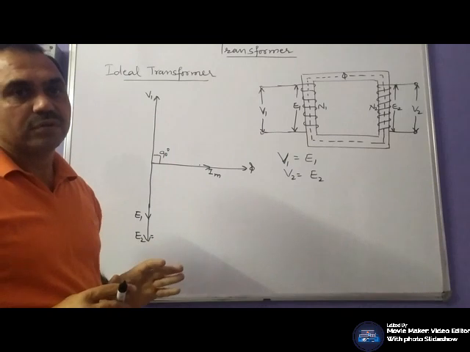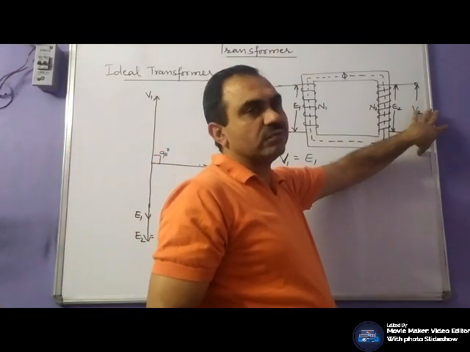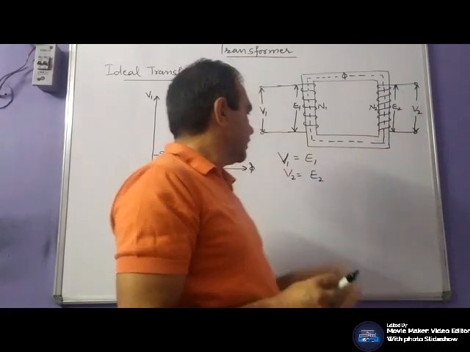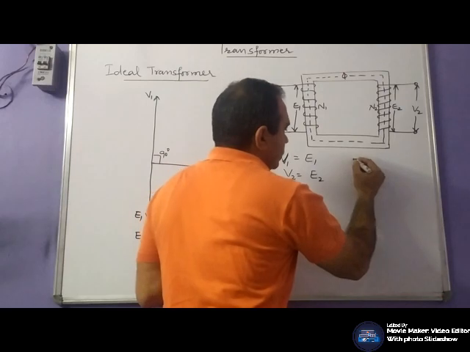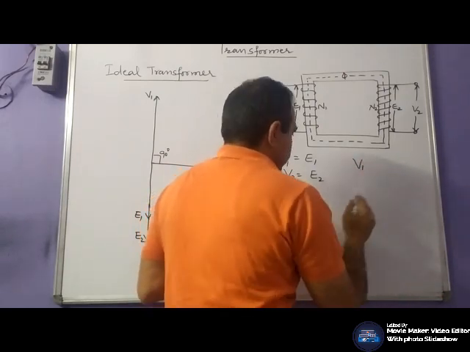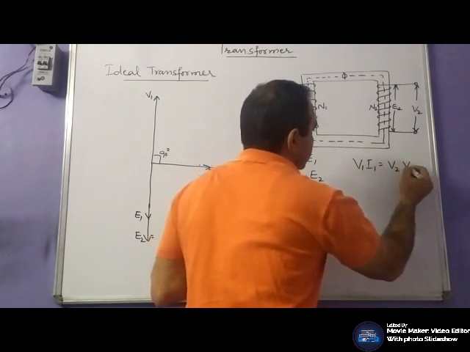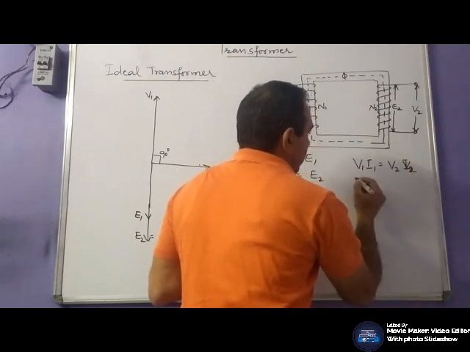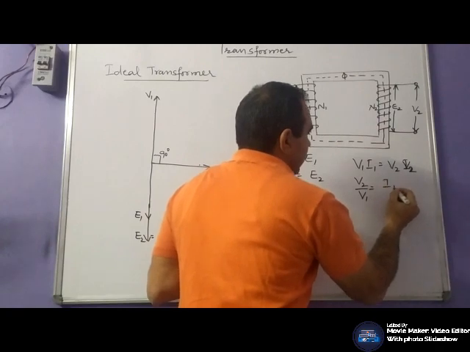Whenever you connect the load, current will flow through the secondary winding, and input power would be equal to output power. V1 I1 would be equal to V2 I2, or V2 by V1 is I1 by I2.